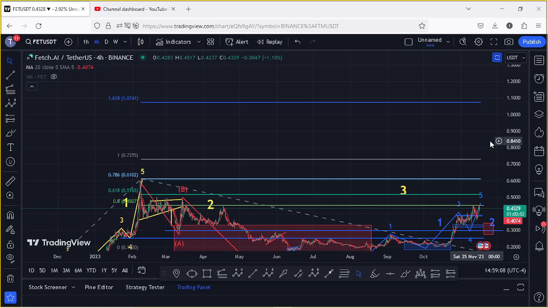So that is what I'm keeping my eyes on in the short term and also in the long term on the fetch.ai chart.